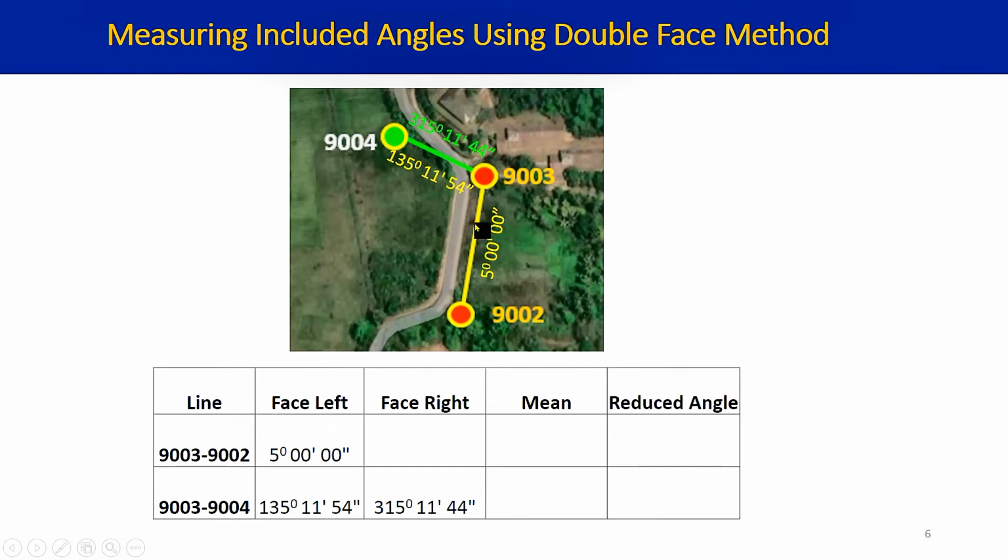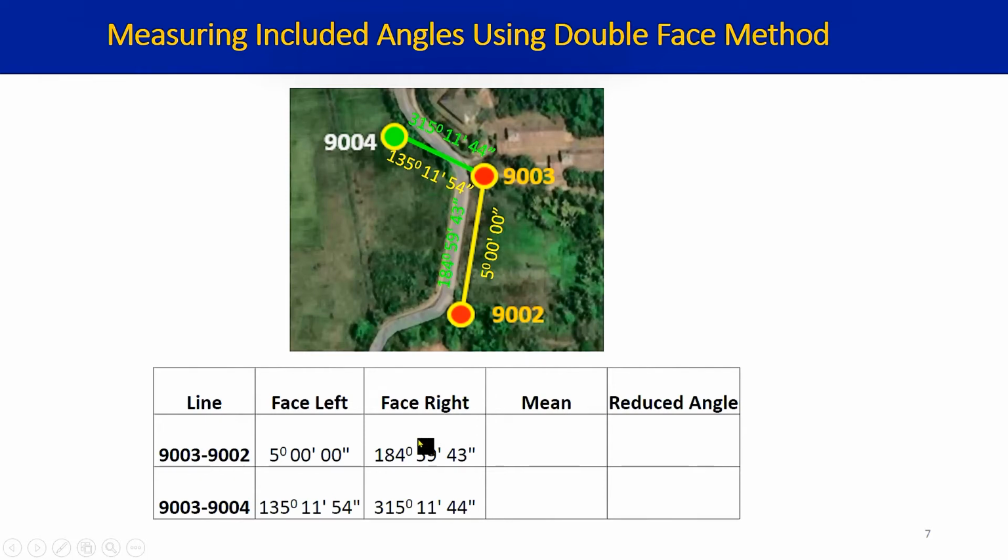Then I'm going to look back at 9002 from face right. So it is 184, 59, 43. I can record it in the face right column: 184 degrees 59 minutes and 43 seconds. So that is how I record it.